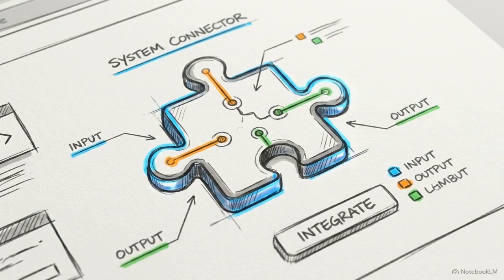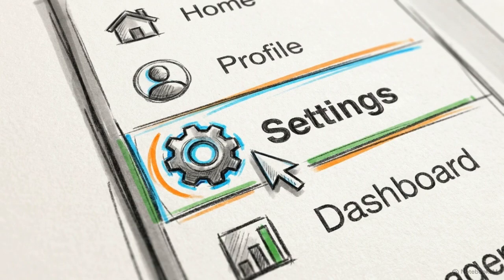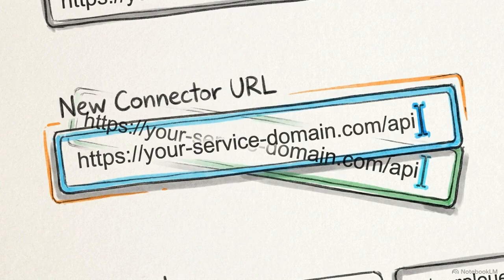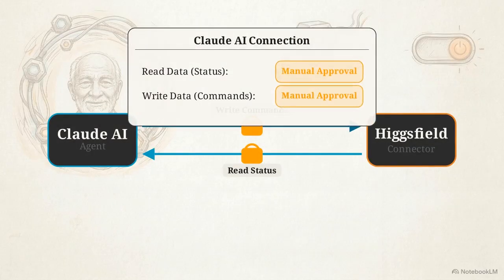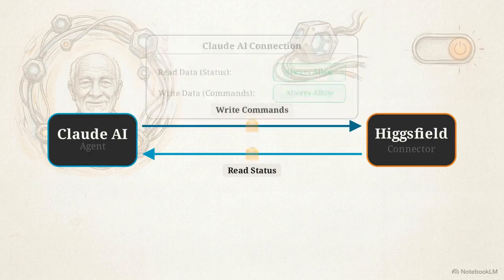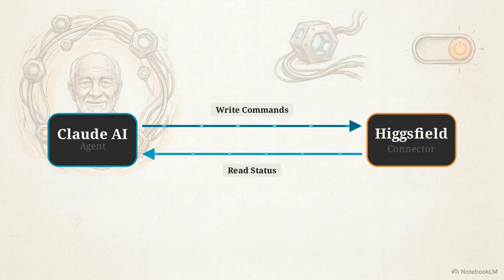Step 1 involves building the bridge inside Claude AI by adding the Higgs Field connector. You do this by navigating to the Integrations or MCP menu, adding a new connector, and pasting the exact URL provided on the Higgs Field website. You must verify the permissions at this stage. If left on the default settings, the data bridge will disconnect during the generation process. You need to set both read and write permissions to always allow, so Claude can push commands to Higgs Field without requiring manual approval for every step.